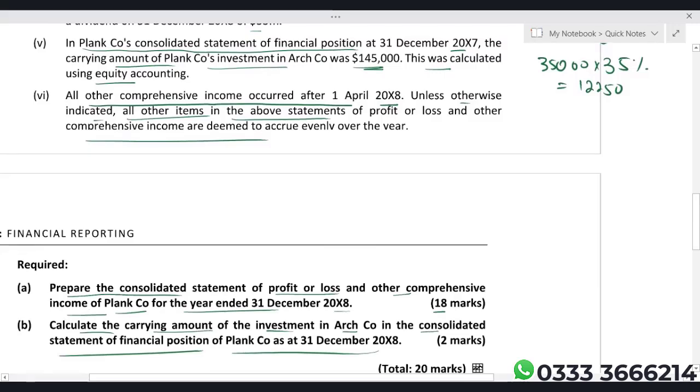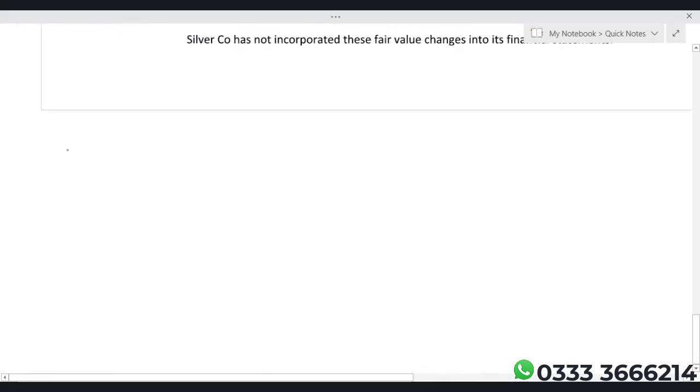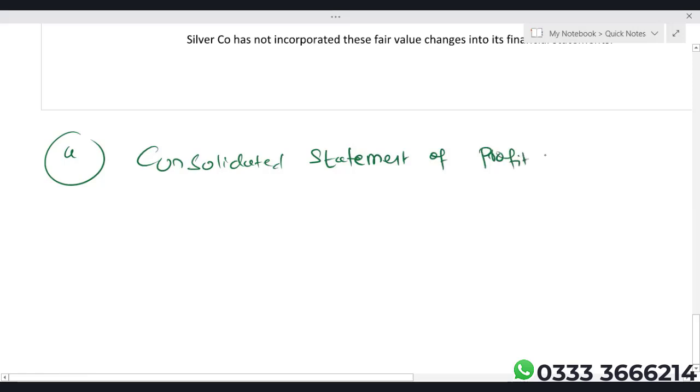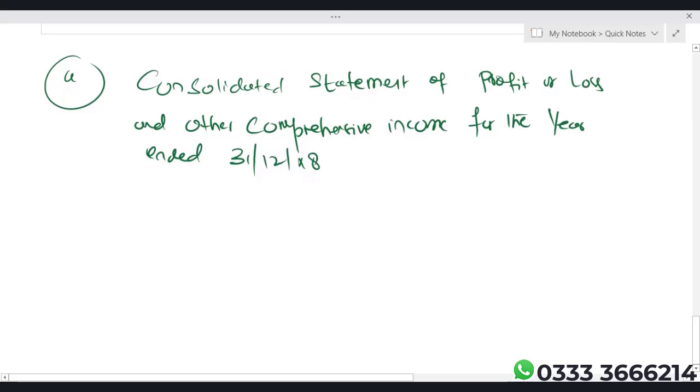So let's quickly prepare the consolidated statement of profit and loss and other comprehensive income for the year ended December X8. More or less all the adjustments we have seen earlier as well. I'm ignoring 3 zeros.